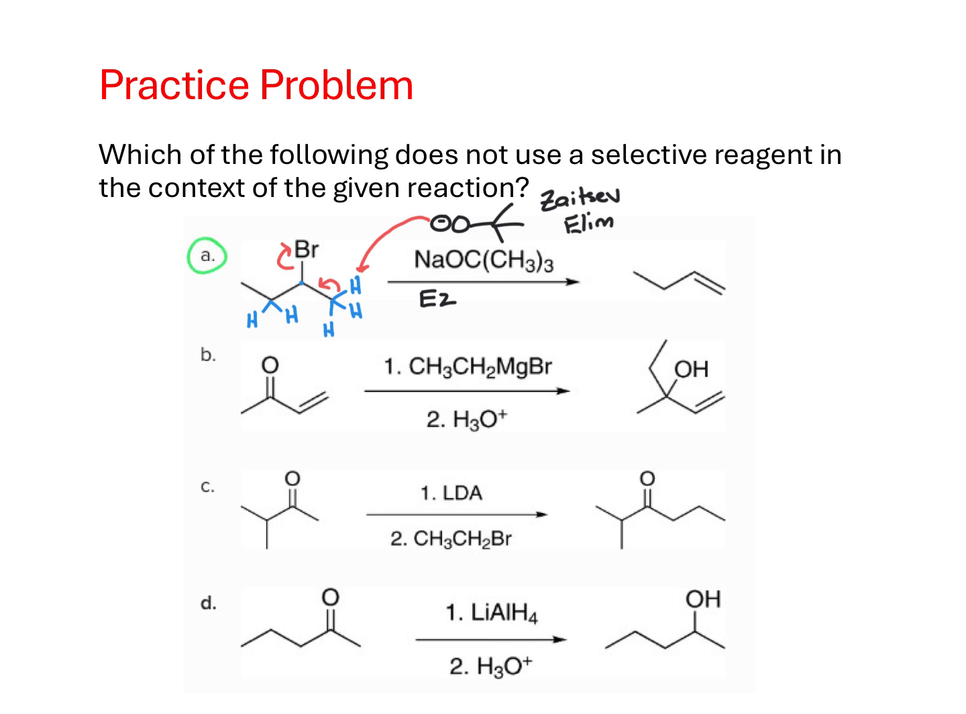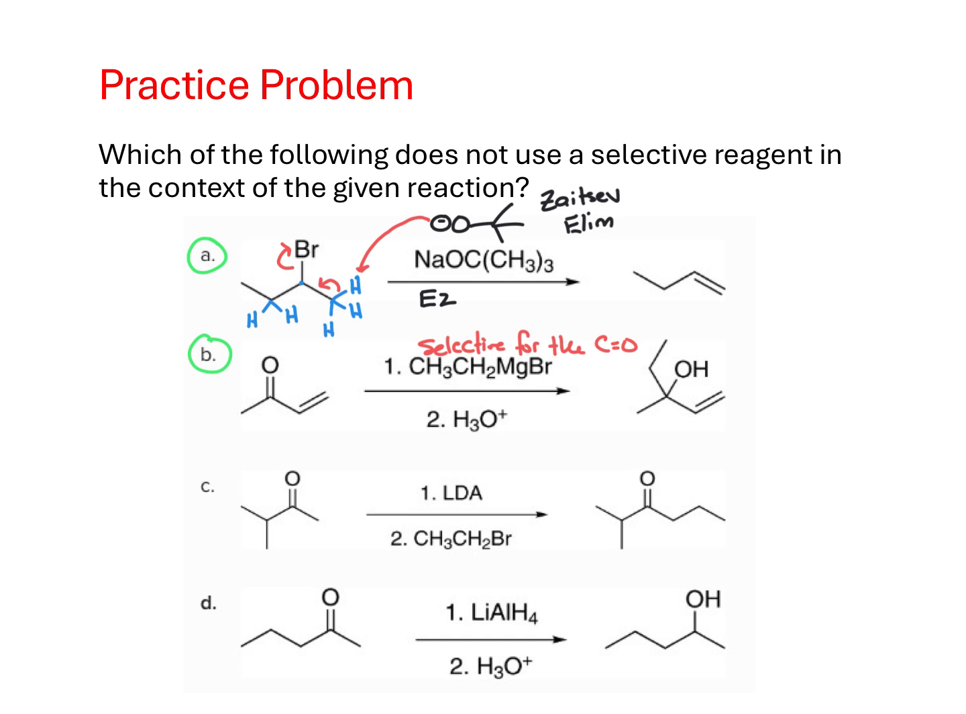B, we have a Grignard reagent. The substrate has two potential reactive sites, the carbonyl and the alpha-beta unsaturation. But the Grignard is selective for the carbonyl. So that's a selective reaction.